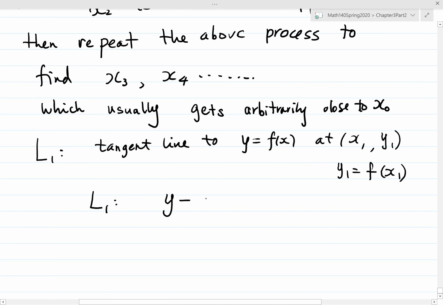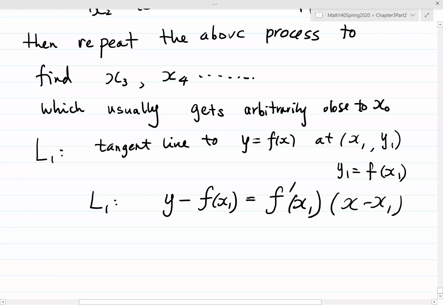y minus the y value f(x1) equals slope. Remember, slope is given by derivative. The derivative is f derivative at x1, times x minus x1. Okay, so this is the tangent line equation at P1.